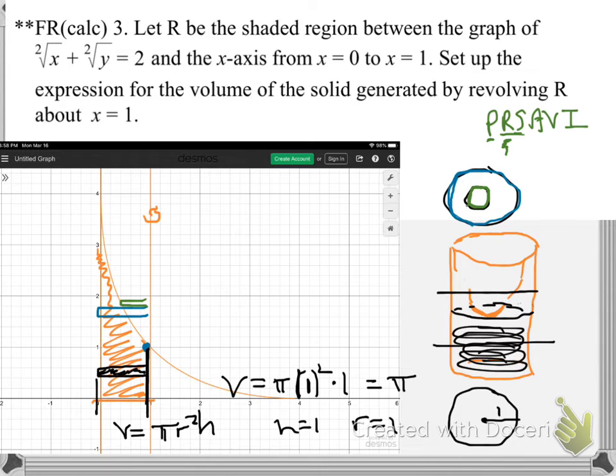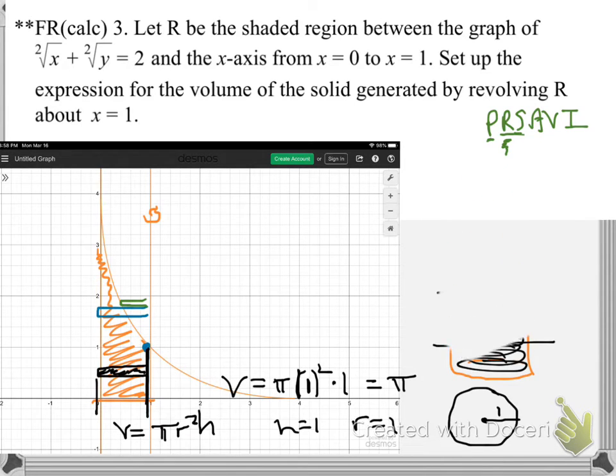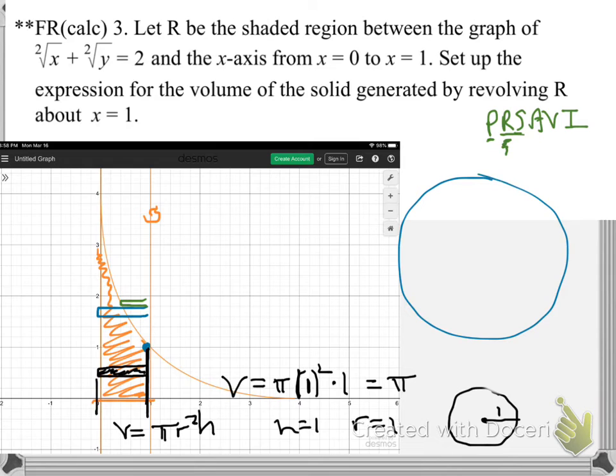But that top half is going to be harder, right? So maybe I make it a little bit bigger, so we can really focus in on what's going on there. So I've got my blue circle, and then I've got my green circle, which is a hole in the middle.